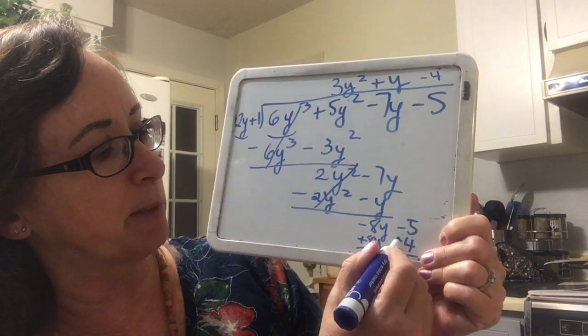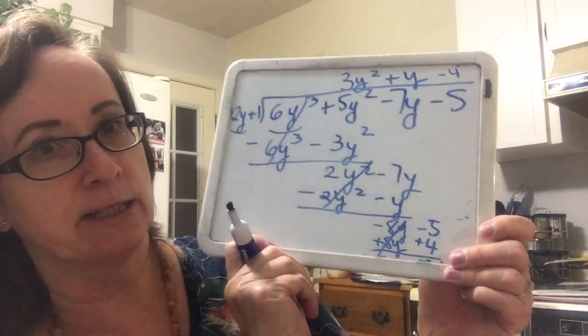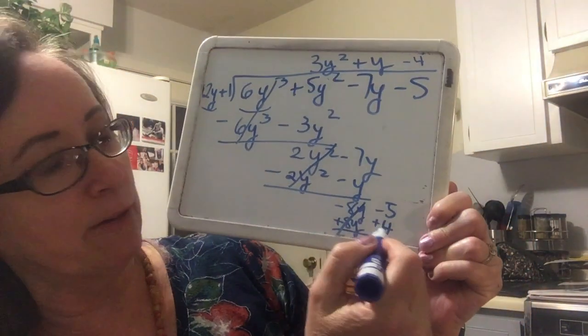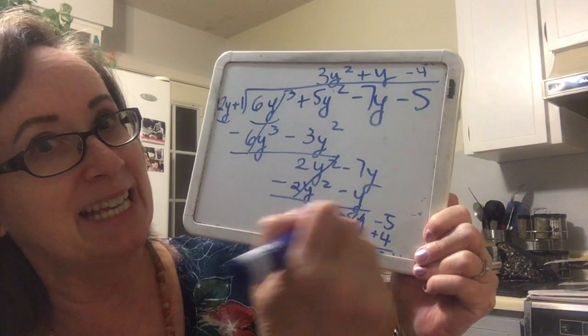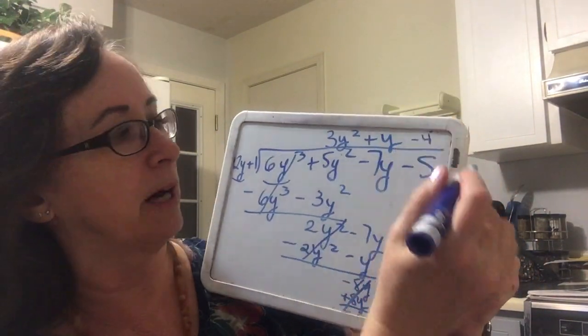So that minus becomes a plus. That minus becomes a plus. This goes out as it should. And then I've got negative 5 plus 4, which is a negative 1. Okay. And the negative 1 is going to go on a remainder.